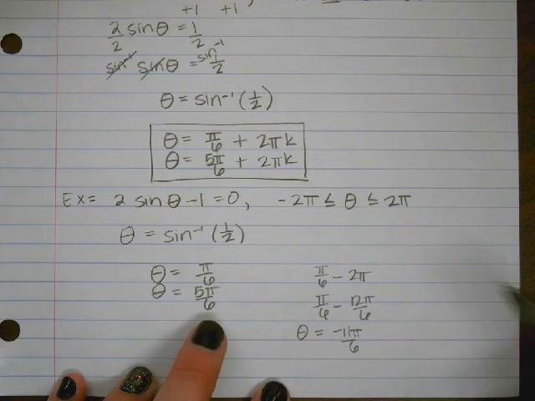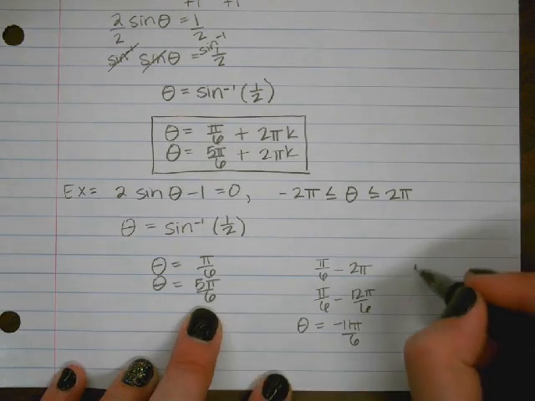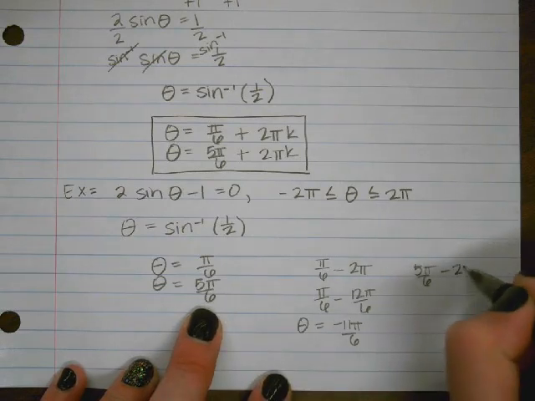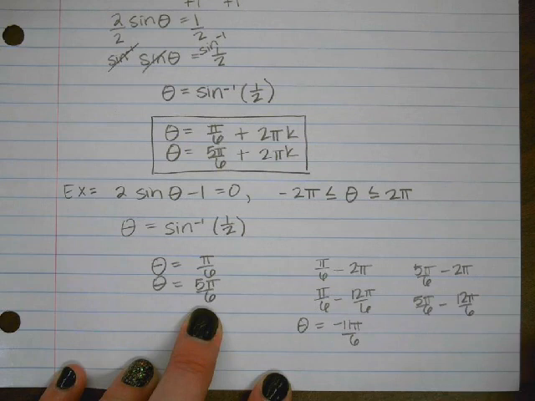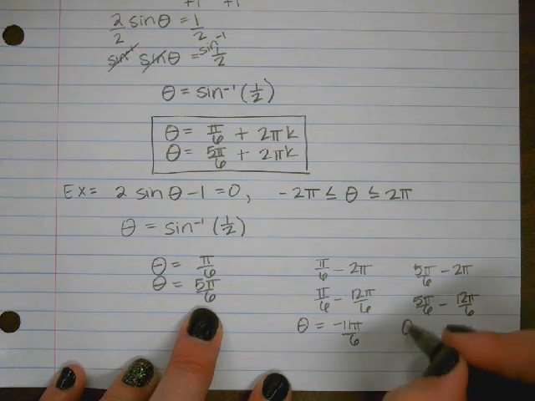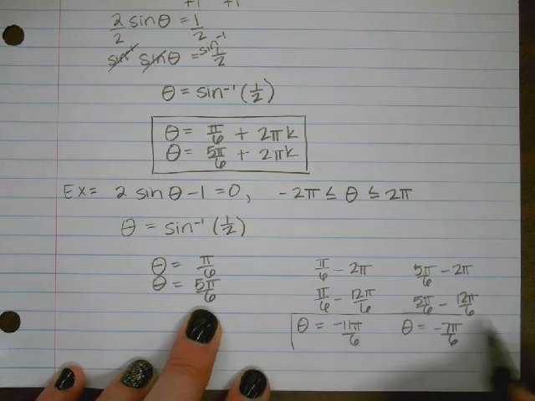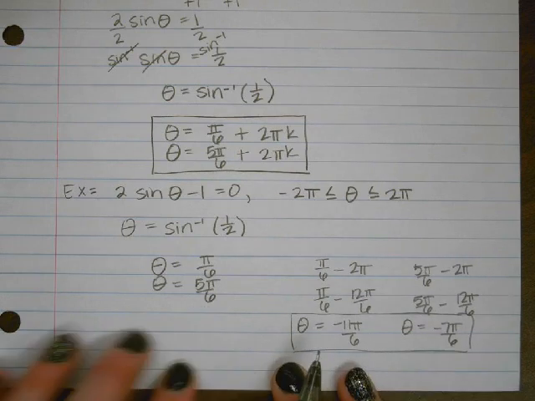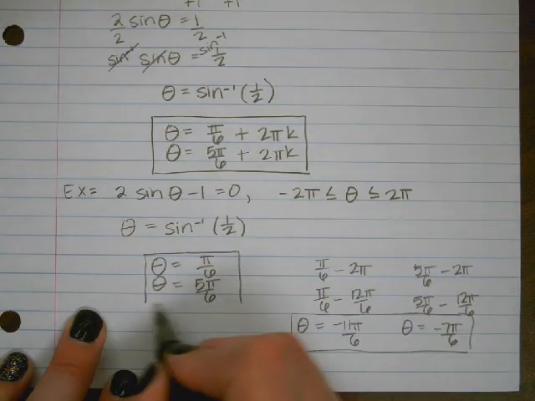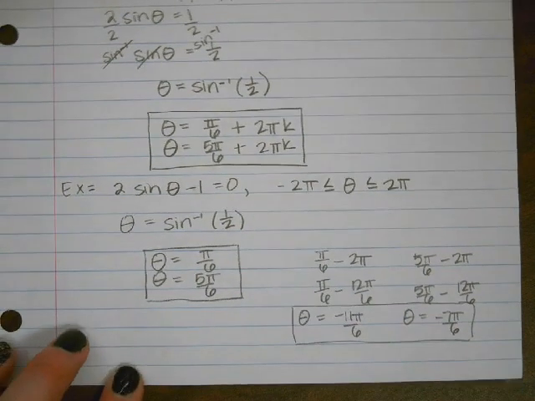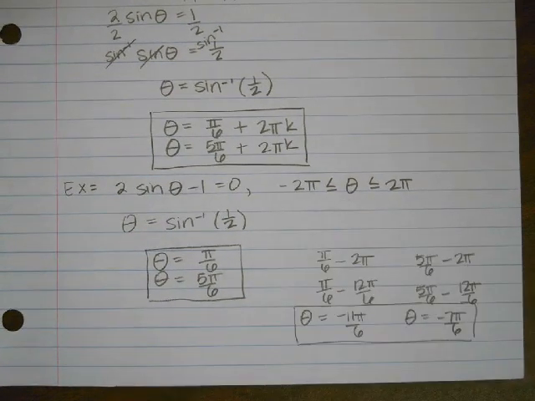To get the second solution between negative 2 pi and 0, I would have to take this second one, 5 pi over 6, and subtract off 2 pi. So 5 pi over 6 minus 12 pi over 6. 5 minus 12 is negative 7. And so we would have 4 solutions between negative 2 pi and positive 2 pi. For an entire period of the graph, the period of a sine function is 2 pi, we're going to have 2 answers. If we have 2 periods of the graph, we're going to have 4 answers.